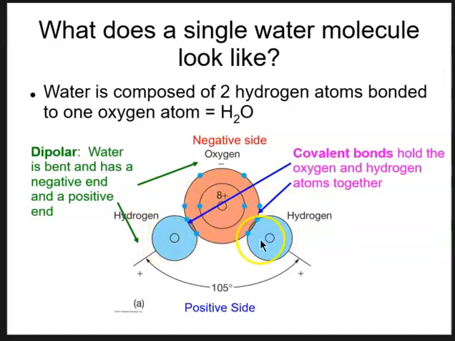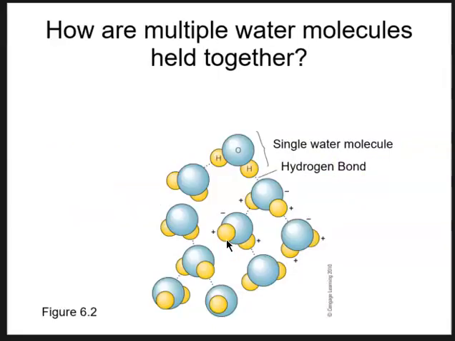That bent structure then results in a negative charge on one side of the molecule and a positive charge on the other side of the molecule. And again, what we call that is polar or dipolar, di meaning 2 ends. So that is a little bit more specific than just saying polar. So this is a single water molecule, made up of 2 hydrogen atoms bonded to an oxygen atom by way of covalent bonds. But what about when you have multiple water molecules held together?